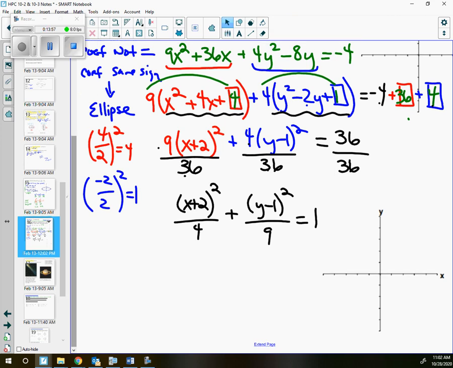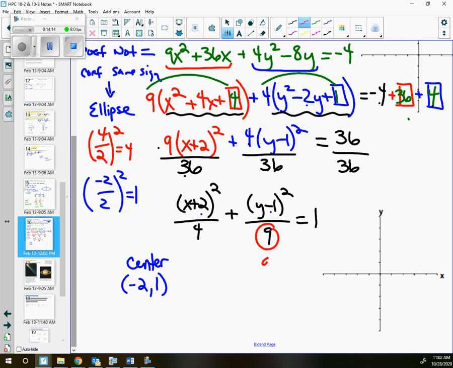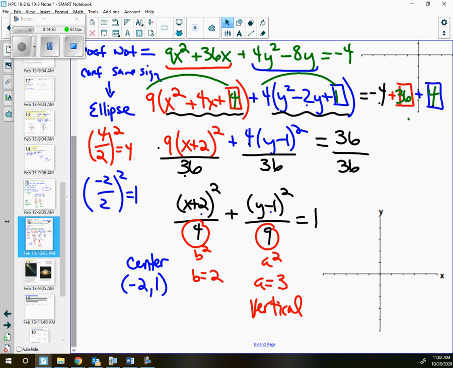Alrighty, so let's take a peek. What does that mean? What does that tell us? So first of all, we know our center now. So let's get our center, h, k. So careful on that. That would be negative 2, 1. So there's our center. Where's the bigger number located this time? The bigger number is under the y. So that is your a squared. And the 4 then is the b squared. So that means a is 3 and b is 2. So for our major axis, that means this is a vertical ellipse. It's longer in the y direction than it is in the x direction. So it's up and down.